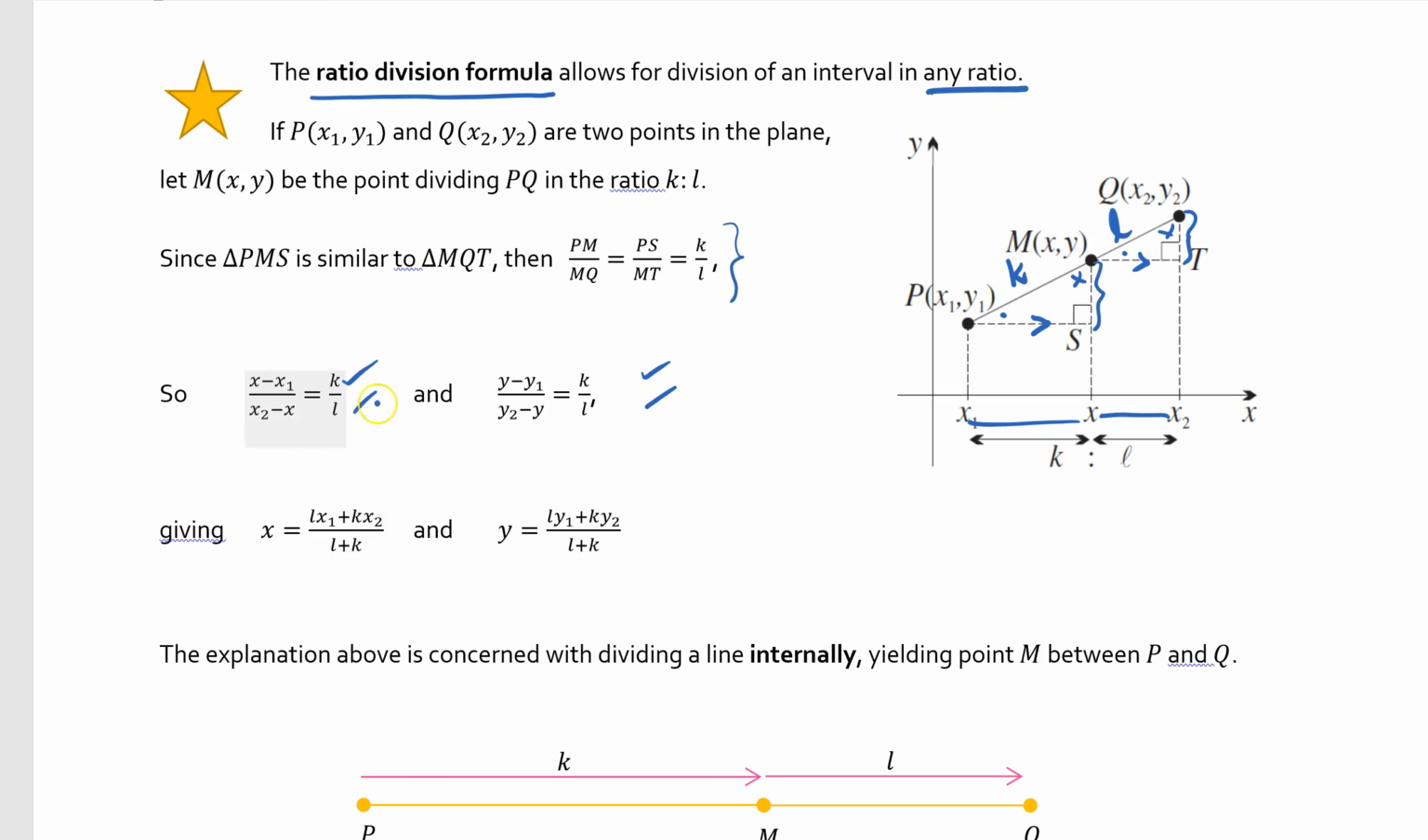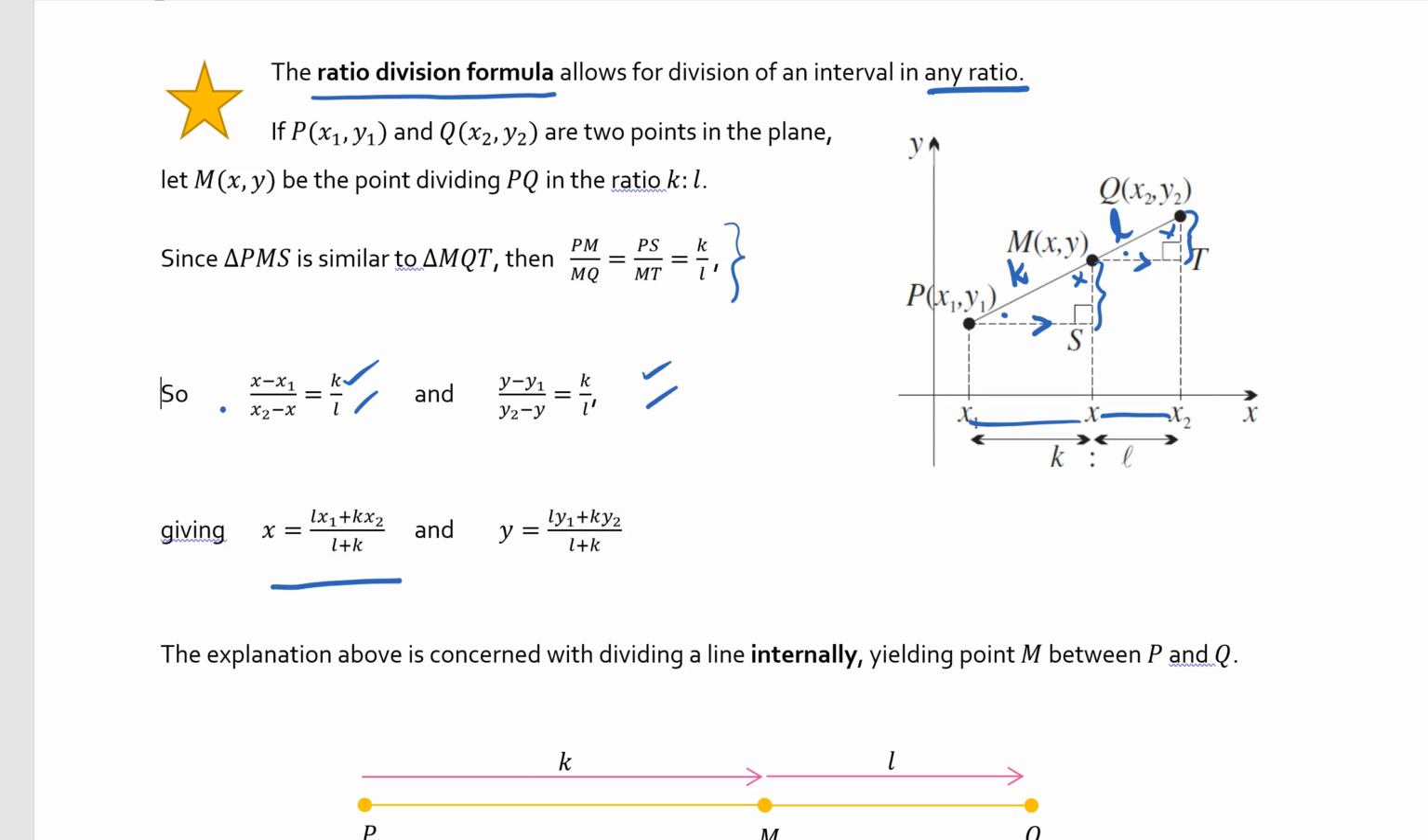So if we then make X the subject of this formula, there's a nice little exercise for you. How do we do that? How do we make X the subject? I'll give you a heads up that we would multiply that up, we would expand terms out, we gather them together, and we get to, if my pen works, our expression for the X coordinate of the point M and the Y coordinate.